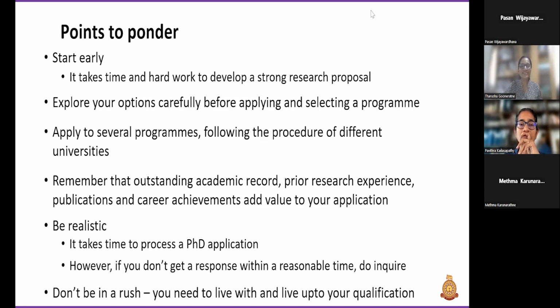Any other questions? If not, it's almost time, no? Yes, so we can wind up, no? Because there is another meeting also at 11. Yes. Is that okay, Pasan, if we finish now? If there are no questions?